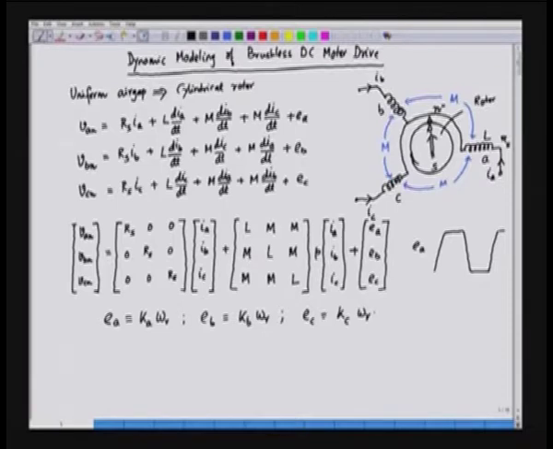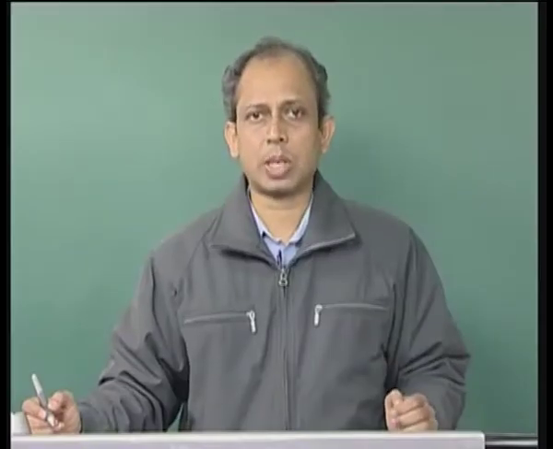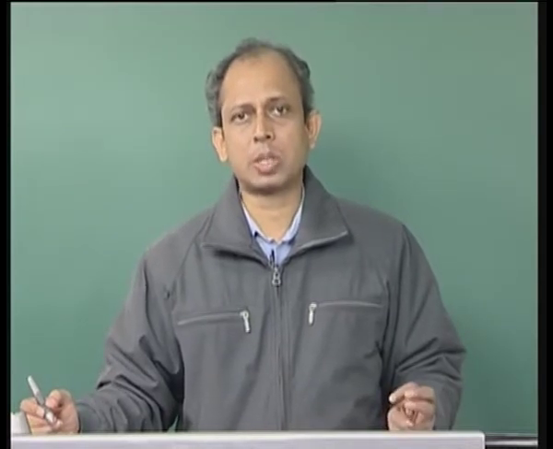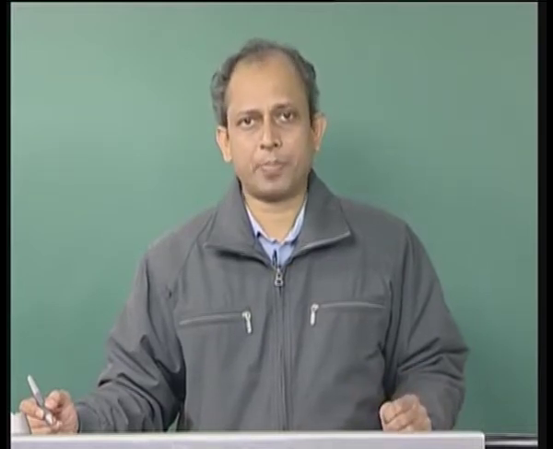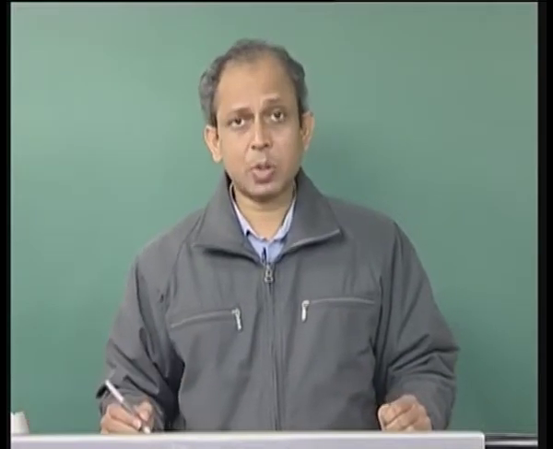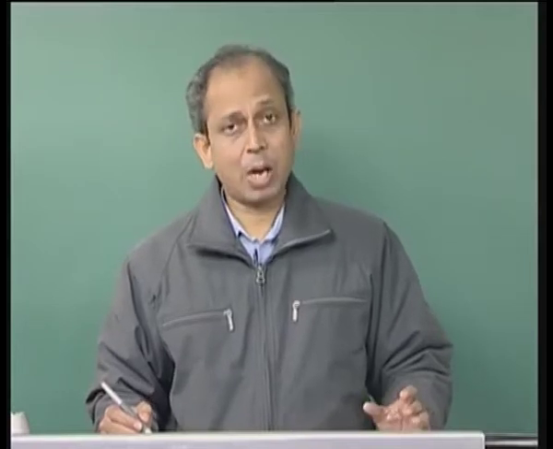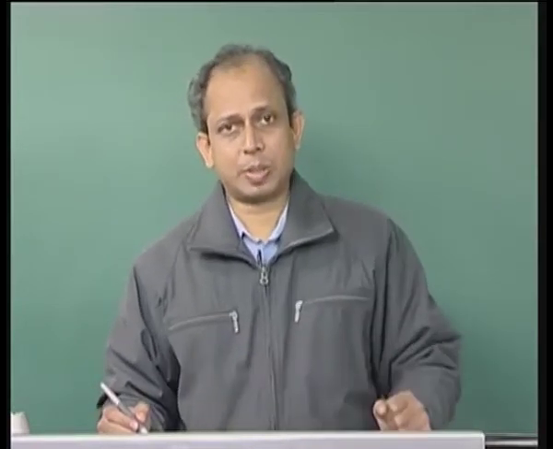So, the induced EMFs here are the functions of the rotor speed, and omega r in this case is the electrical speed, because we are assuming a two pole structure. In general, rotor could be a p pole structure. So, we have to appropriately take into account the pole pair. Now, these are the induced EMFs. Now, can we simplify this set of equations?